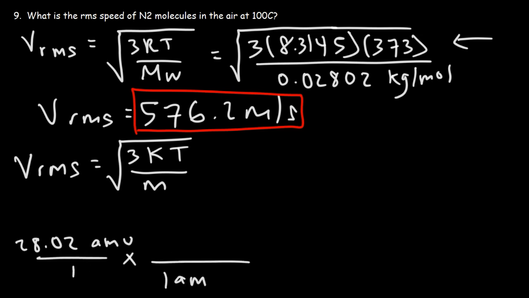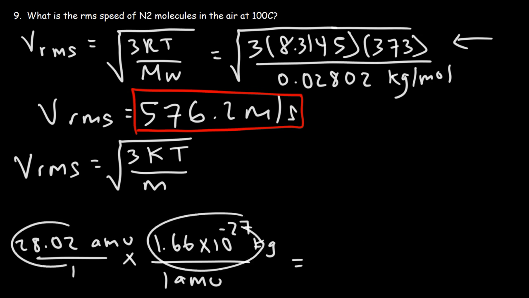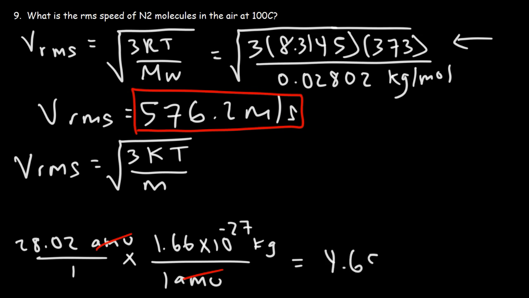Now, 1 atomic mass unit is equivalent to 1.66 times 10 to the minus 27 kilograms. So a single N2 molecule has a mass of this number times that. And we're about to see what it is. So a single nitrogen gas molecule has a mass of 4.651 times 10 to the minus 26 kilograms.